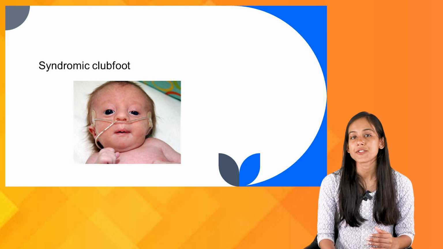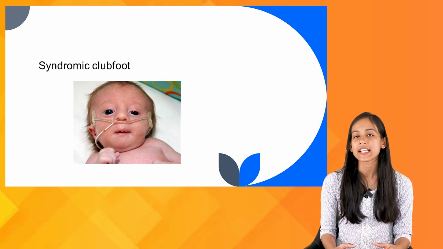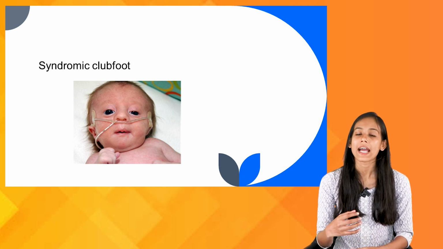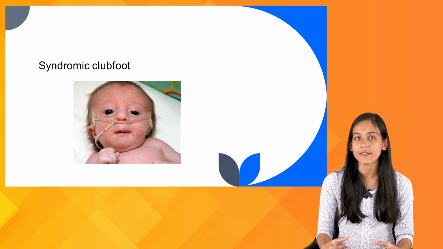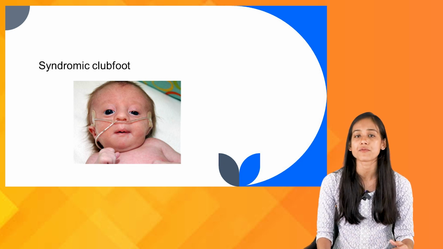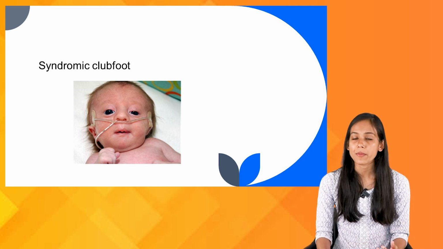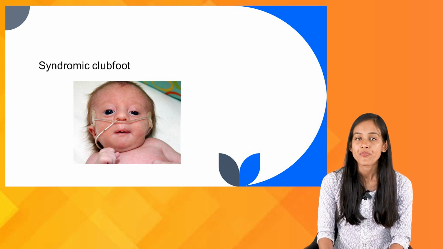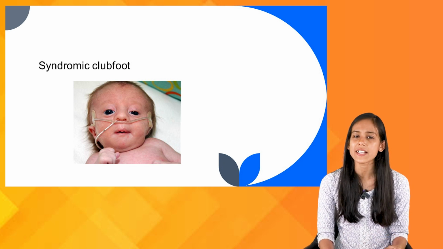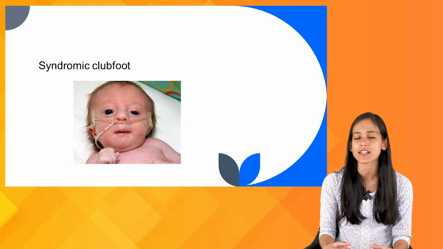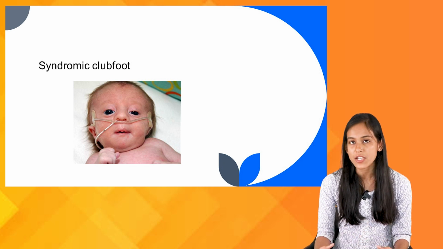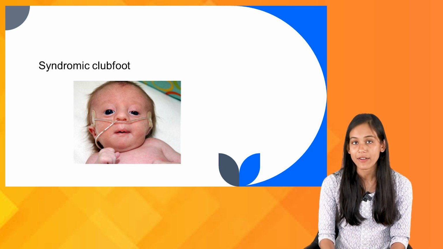The next one is syndromic clubfoot. Here basically there would be other syndromes, other clinical manifestations which are present, and this particular type of clubfoot is actually associated with other types of conditions. So in case of genetic disorders such as trisomy 18 or Edwards syndrome, clubfoot might be present. This clubfoot results because of some other syndromes, and will usually be associated with other clinical manifestations.